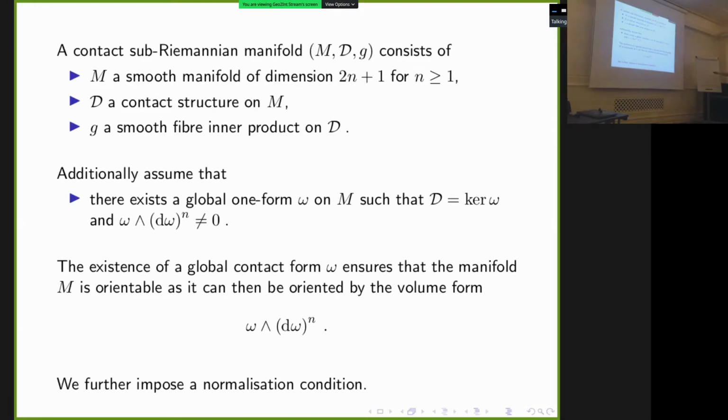So a priori you have a choice of what omega to choose, but you can impose a condition so that your omega is linked to the smooth fiber inner product you choose. The thing to take away is that if you fix your (M, D, g), you then have one canonical omega associated to that. So every time I have an omega appearing later on, I don't have a choice. It's uniquely given by the contact sub-Riemannian manifold I start off with.